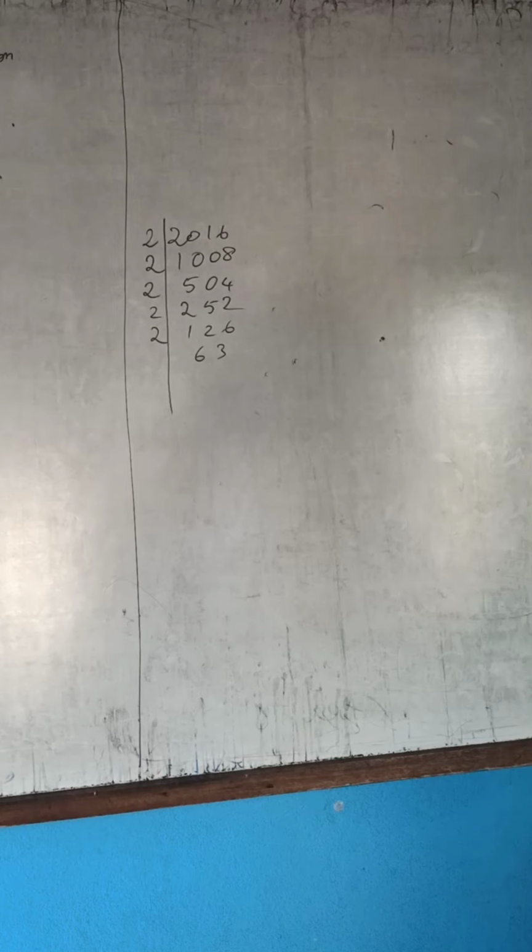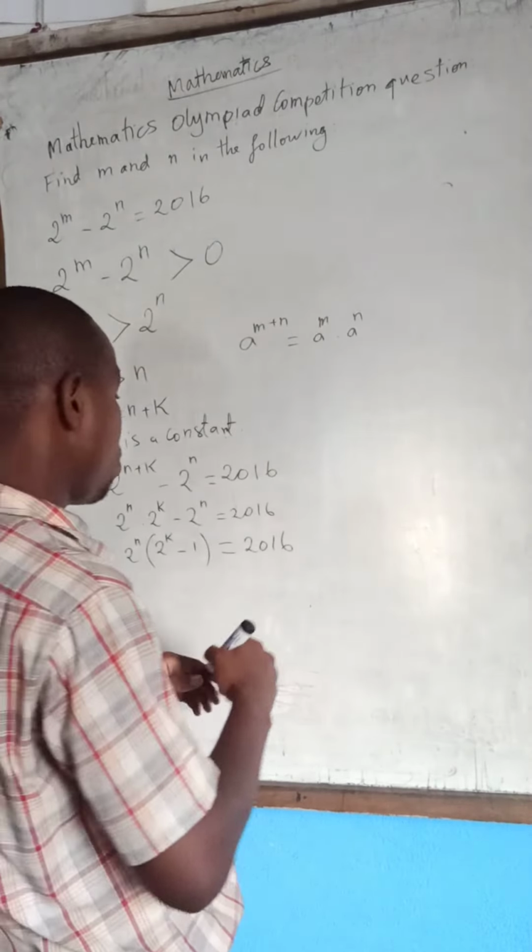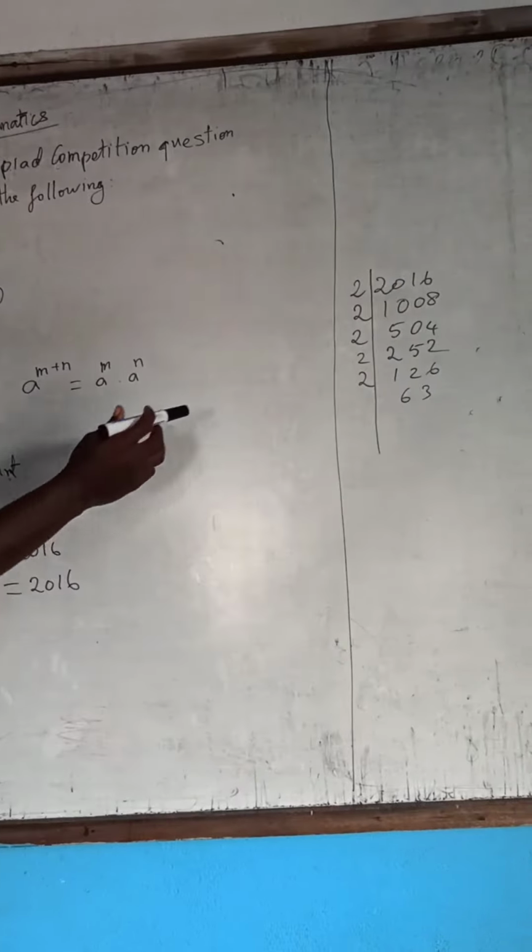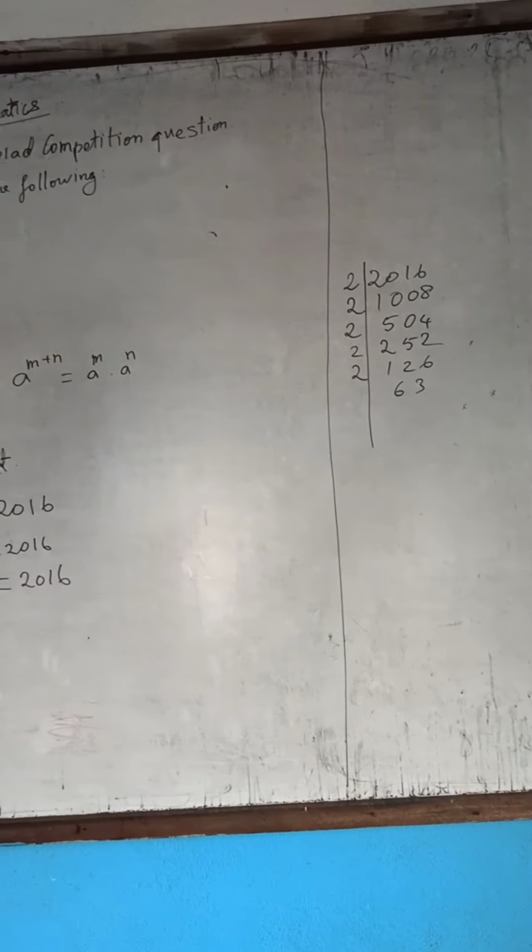Now, as we can all see in this place, we have 2 raised to the power n, 2 raised to the power k minus 1, 2 raised to the power 5, and 63. How to find the values? We'll check. So now, as you can see, we get the prime factors of 63.